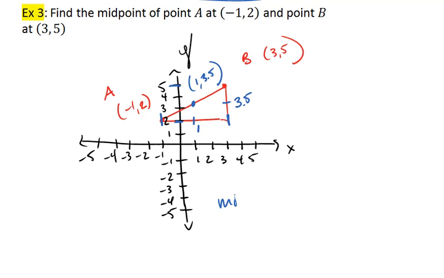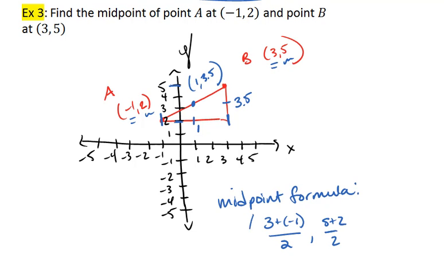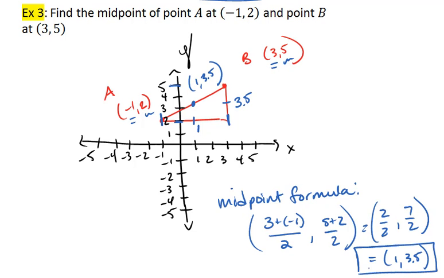Now if you use the midpoint formula, you'll find the same solution. We take our x's, 3 plus -1 over 2, and our y's, 5 plus 2 over 2. We end up with 2 over 2, 7 over 2, giving us 1, 3.5. The same answer that we saw above.